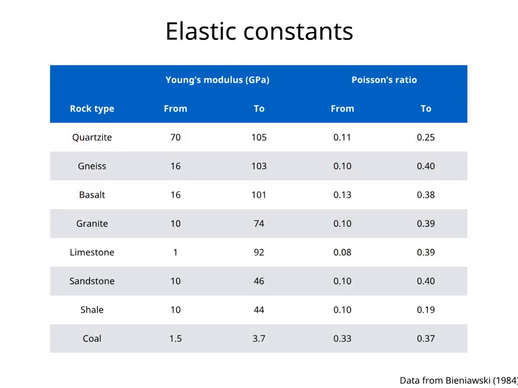This table lists the values of the Young's modulus and Poisson's ratio for different types of rocks. Notice that the Young's modulus is in the order of gigapascals, and the Poisson's ratio can be as low as 0.08 and as high as 0.40. On average, rocks have a Poisson's ratio of about 0.25.